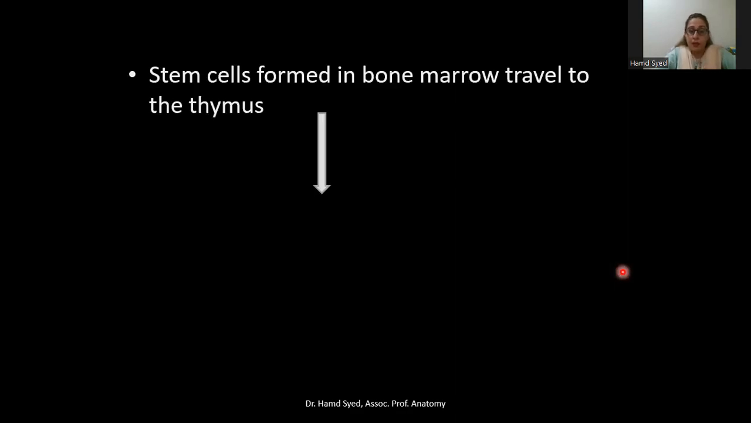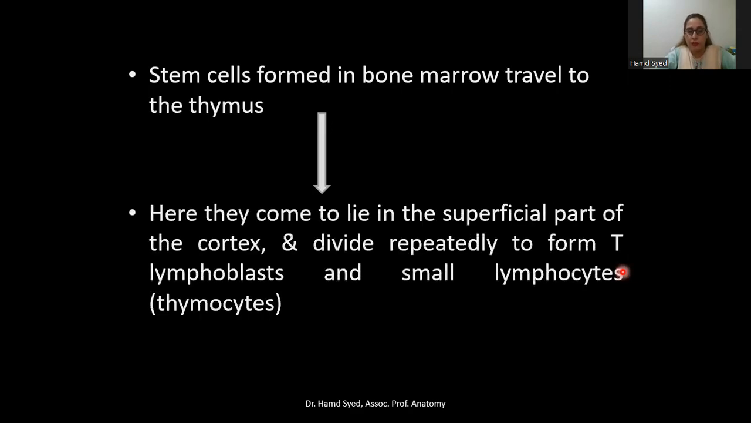Stem cells, remember, are formed in the bone marrow, and from there they travel to the thymus. When they reach the thymus, they first settle in the superficial part of the cortex, and then they divide repeatedly and give rise to the T lymphoblasts and the small lymphocytes. These lymphoblasts and small lymphocytes are also known as thymocytes.